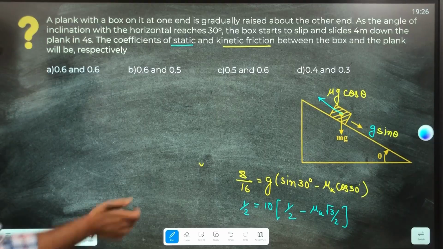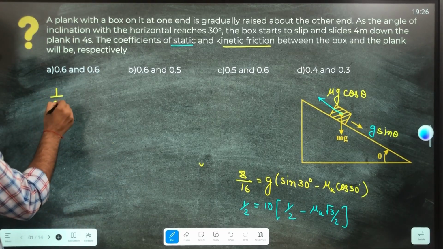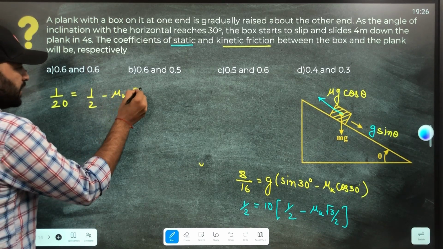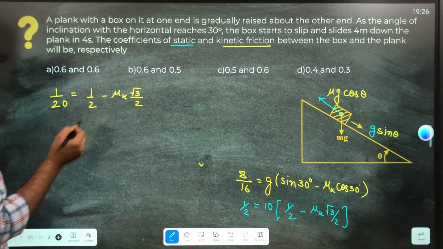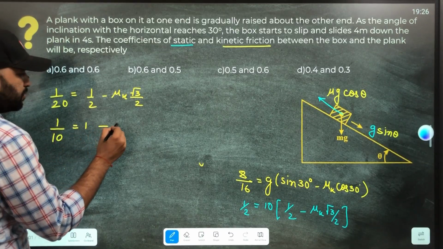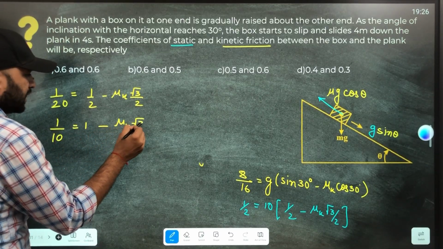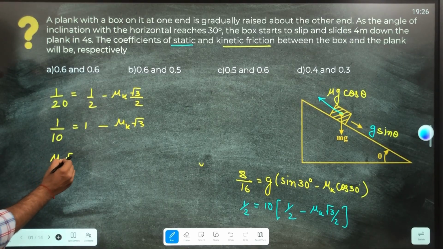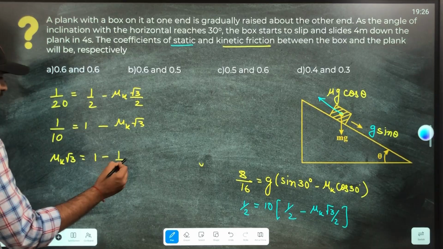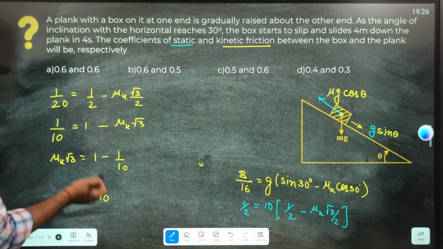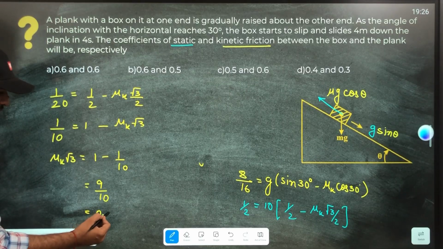So this will give you 1 by 20 is equal to 1 by 2 minus mu k root 3 by 2. Let's multiply the whole equation with 2. It will be 1 by 10 equals 1 minus mu k into root 3, correct? Let's take this mu k root 3 that side. So mu k root 3 will be equal to 1 minus 1 by 10. That's 9 by 10. Clear? 9 by 10, which is approximately 0.9.